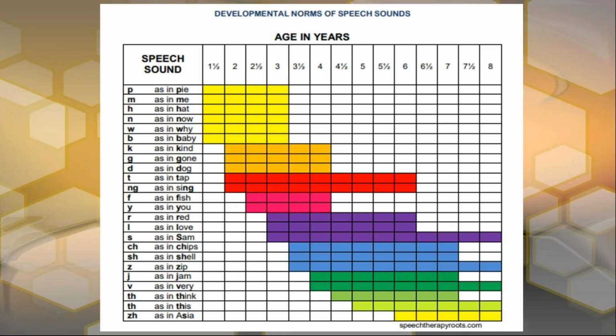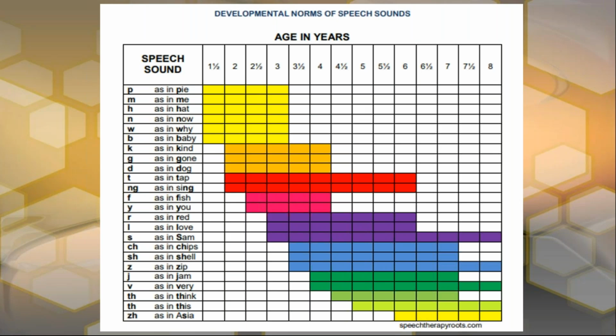So this is a chart that represents when sounds should be typically developed. This first group are the early sounds: P, M, H, N, W. Those sounds are going to start, the child should be starting to produce them by 1.5, and by 3 years of age, there should be no errors with those sounds.